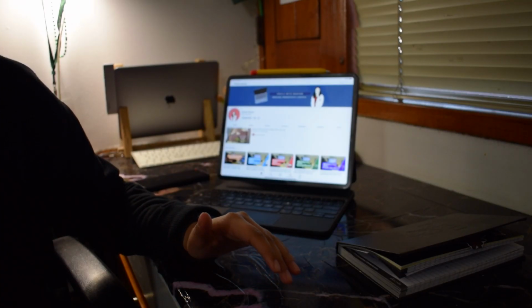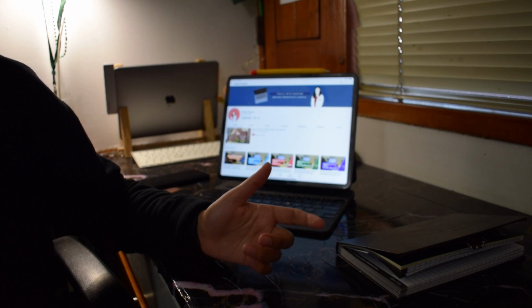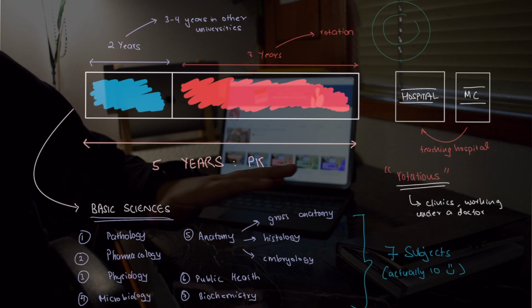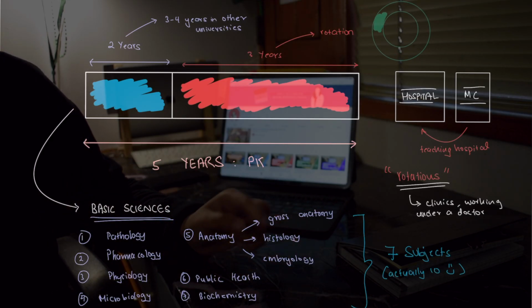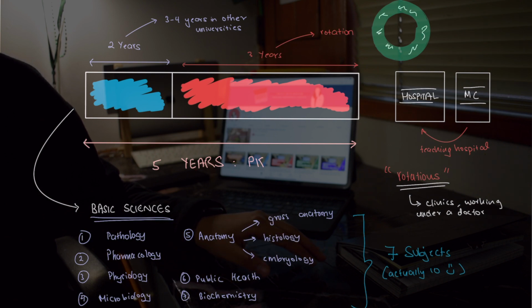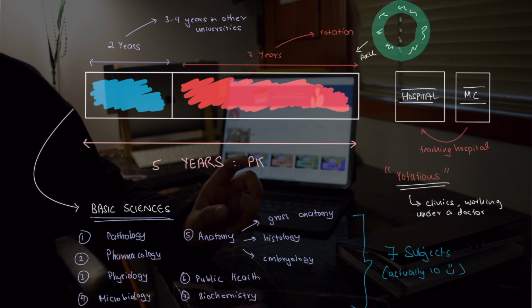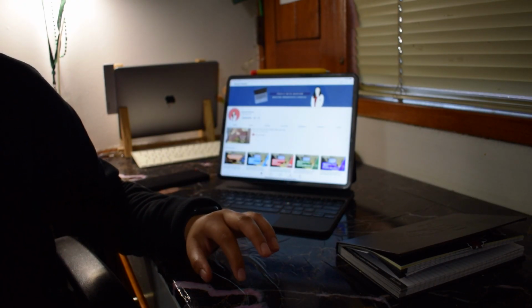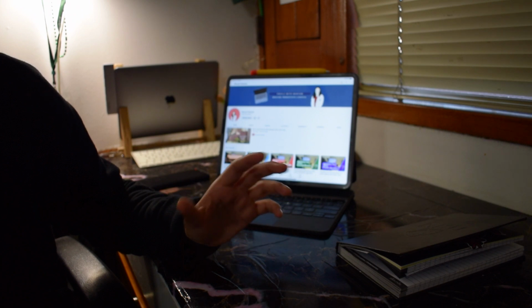If I talk specifically about AKU, our first 2 years are basic sciences, and the latter 3 years are clinical years. In the first 2 years, we completely finish basic sciences. So our third year onwards, it's purely just clinics. I know that in many medical colleges, pehle 2 saal aur phir third year mein bhi unko theory padhni padti hai aur saath saath unki clinic rotations shuru ho jati hain. So it's kind of like a mixed process.